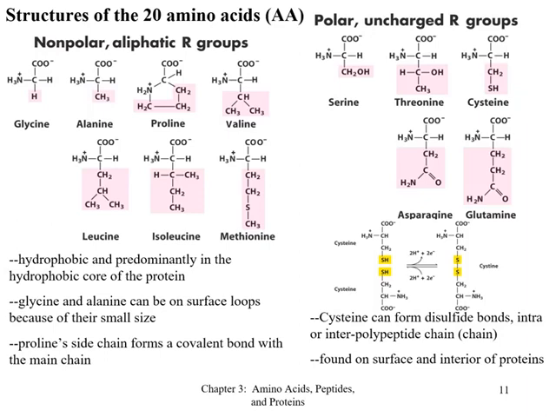Two properly positioned cysteines can form a disulfide bond. What two roles do disulfide bonds play?